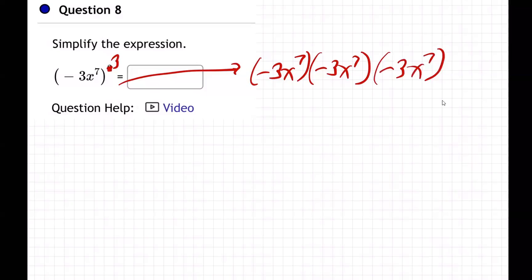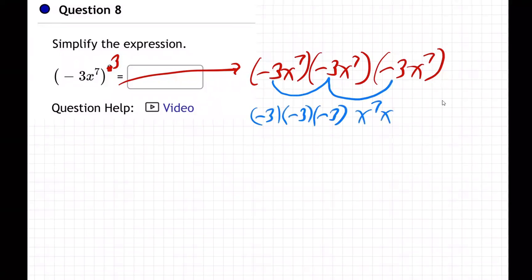Well, the numbers in the front multiply. Negative 3 times negative 3 times negative 3. So I'm just going to put the negative 3's together, and I'm going to put the x's in, because you can rearrange things just like that. Now, you might say, well, I didn't know we could do that. Yeah, I think you do.